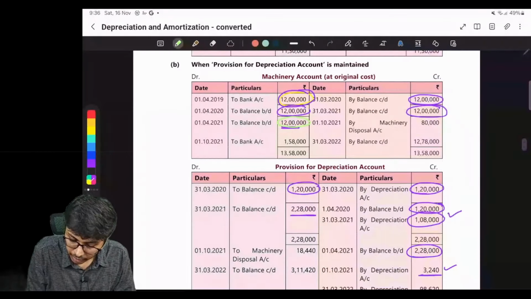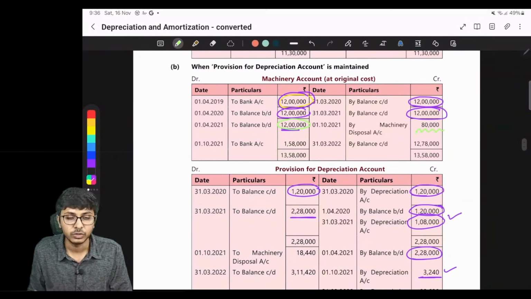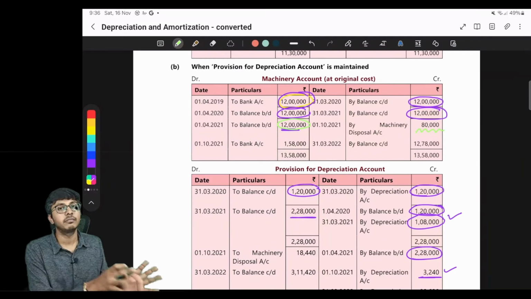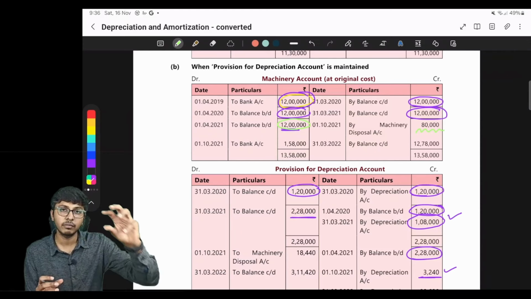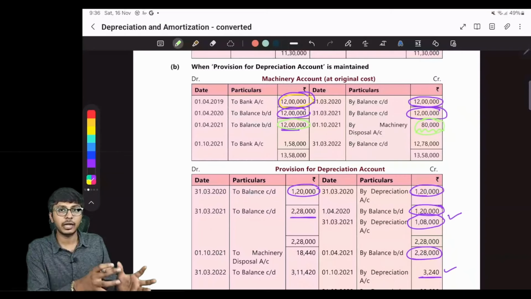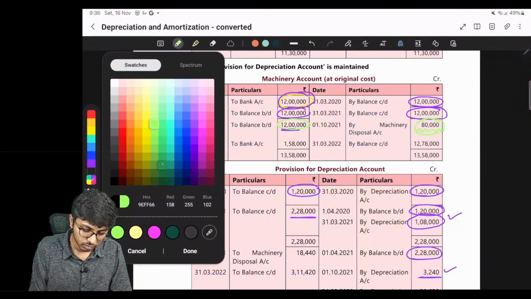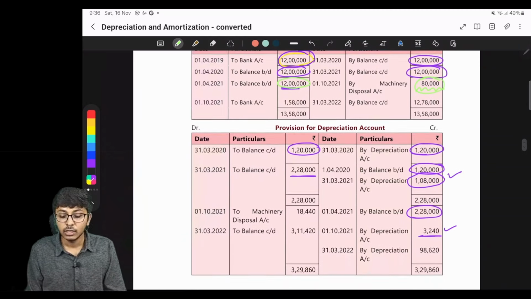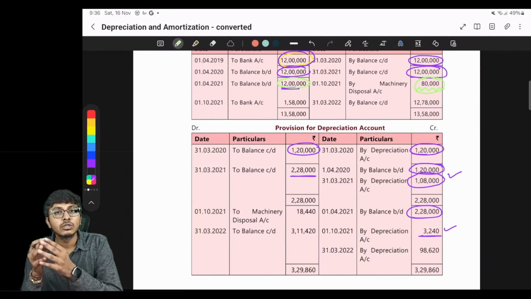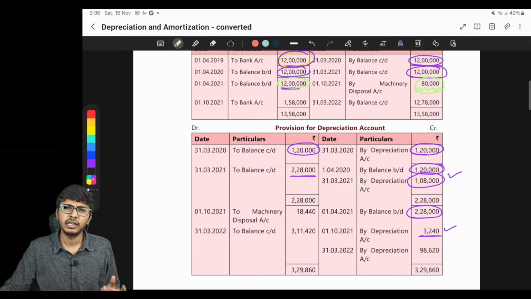So machinery disposal account will be debited and machinery account credited for 80,000. That machine which you are selling at its original cost, you remove it from your machinery. So 80,000 you will remove. Removing an asset means you have to credit that asset, so credit that asset for 80,000. This color is not good. Now the depreciation balance of that particular asset you also remove from the provision for depreciation account and send it to disposal account. Very easy, simple.